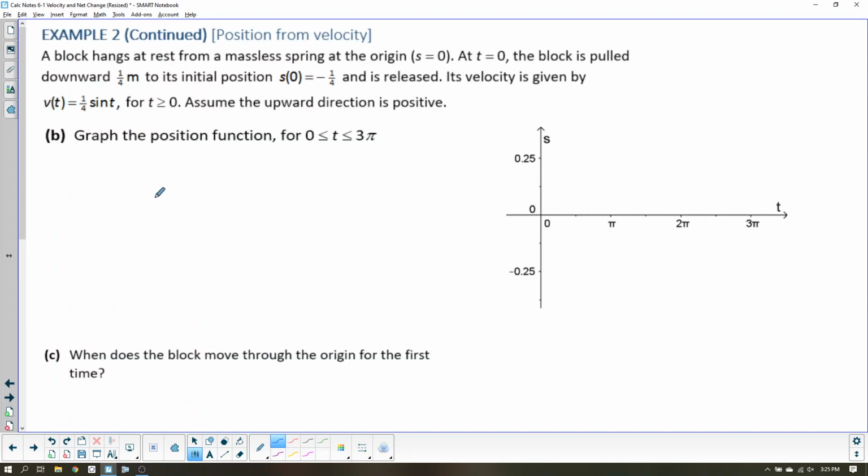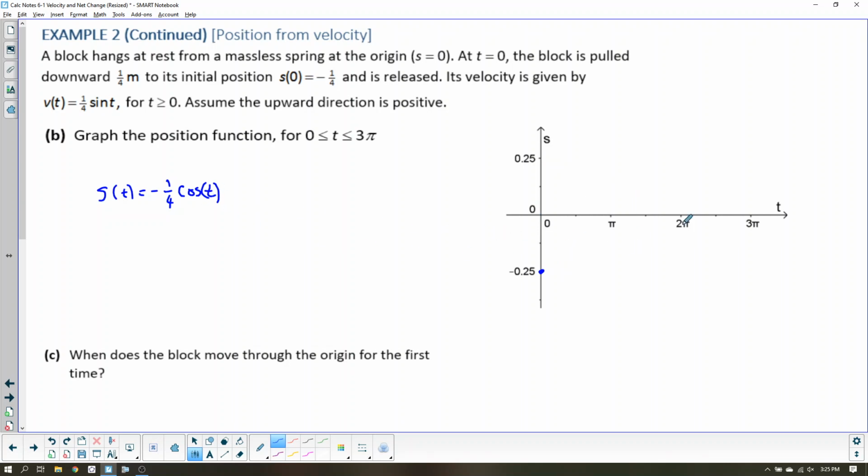So now it says to graph the position function. Remember we've said position was negative 1/4 cosine of t. So this gives us an opportunity to remember some pre-calc things here. The 1/4 becomes our amplitude. The negative tells us we are flipped over, so the cosine is going to start down here because it normally starts at the top. And then it's going to oscillate.